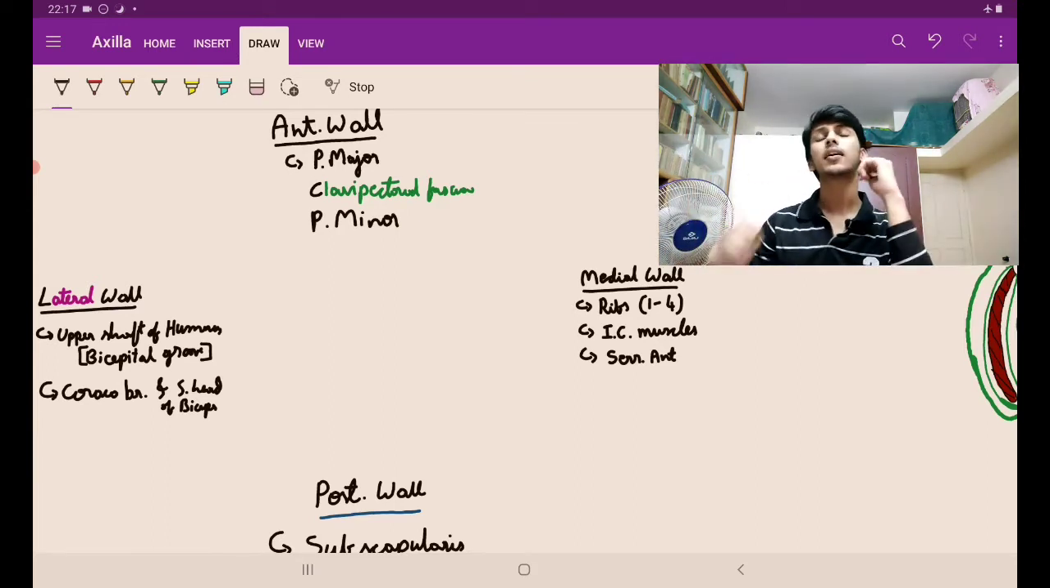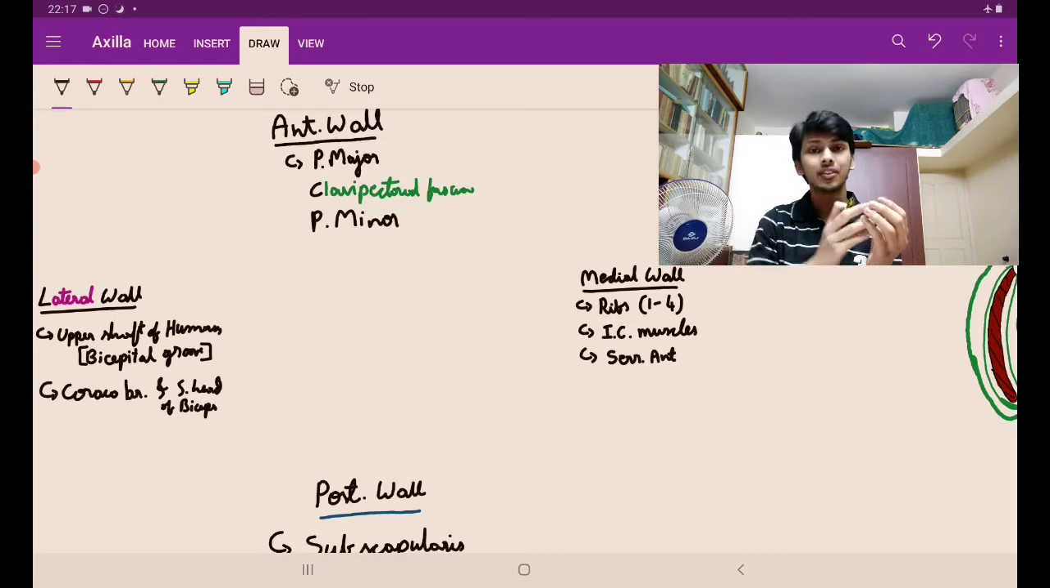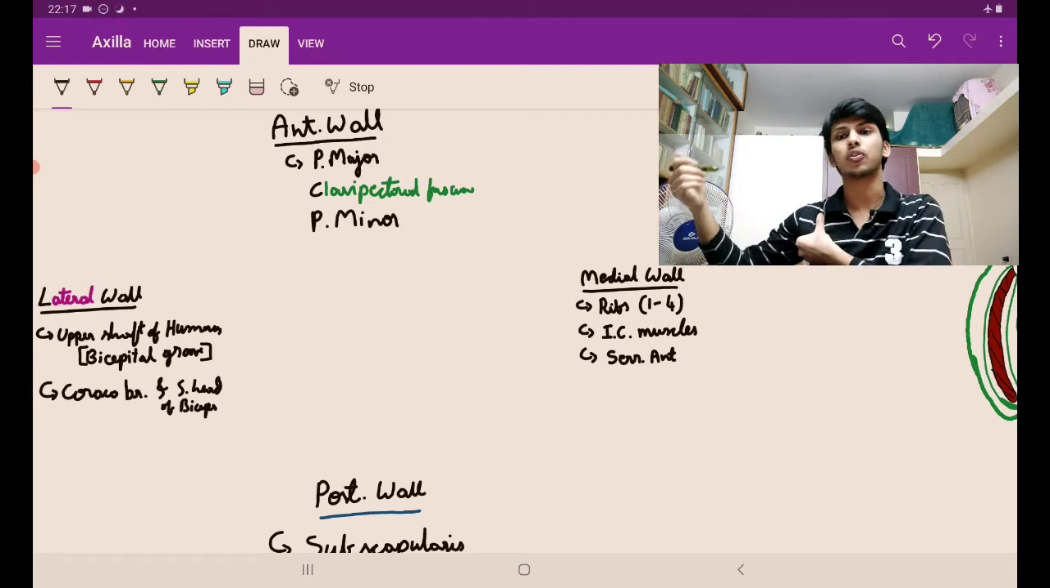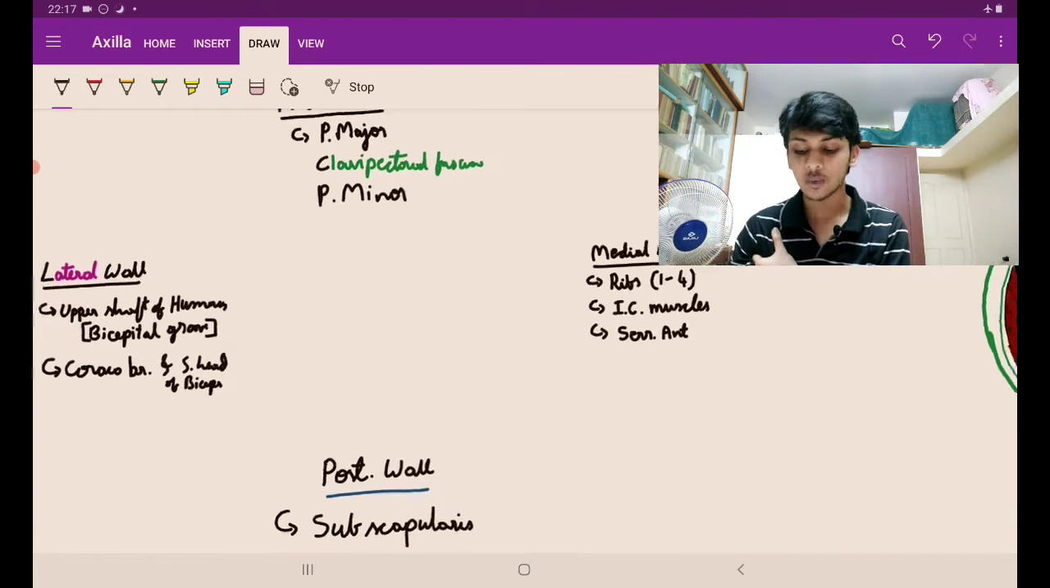Then below the pectoralis major, what do we have? If we remove the pectoralis major, there is the clavipectoral fascia. Clavipectoral fascia is enclosing the pectoralis minor, and the coracoid process is here. So this clavipectoral fascia and the pectoralis minor also form the anterior wall of the axilla. Okay, that was the anterior wall.